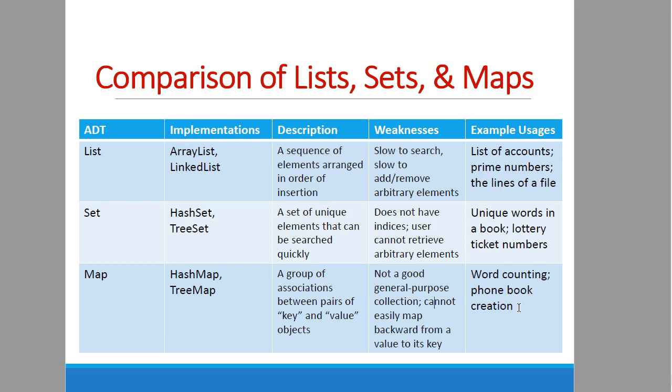Word counting, so we've got words and frequencies, a phone book, we've got a name and a telephone number. There's a whole lot of cases where, in fact, really the majority of cases, you're probably going to be using a map because you have some unique ID and then you have some data that you're storing with that unique ID. Okay, so this is a good, accurate description of those items, but I want to show you a different way to look at the different sets of data structures.